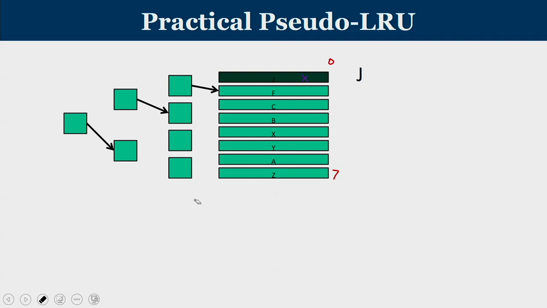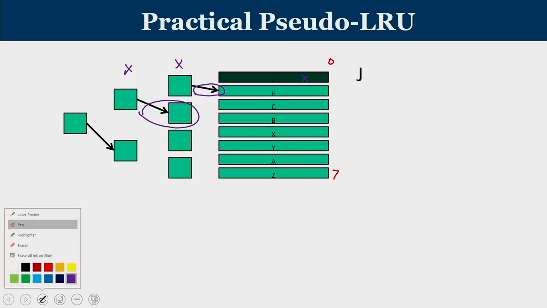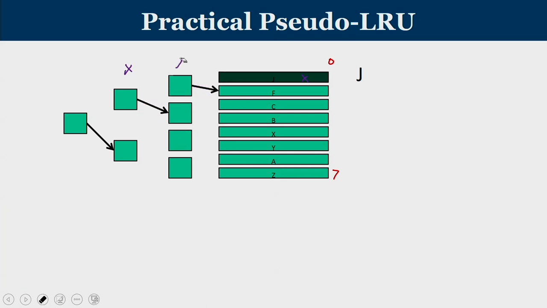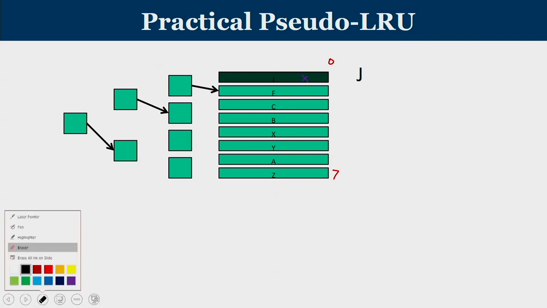As far as the next child is concerned, like in this case, if this child is concerned, then this is the LRU path. As far as this child is concerned, then this is the LRU path. So I hope with this illustration it is clear what will happen after accessing J. Let us continue further now.